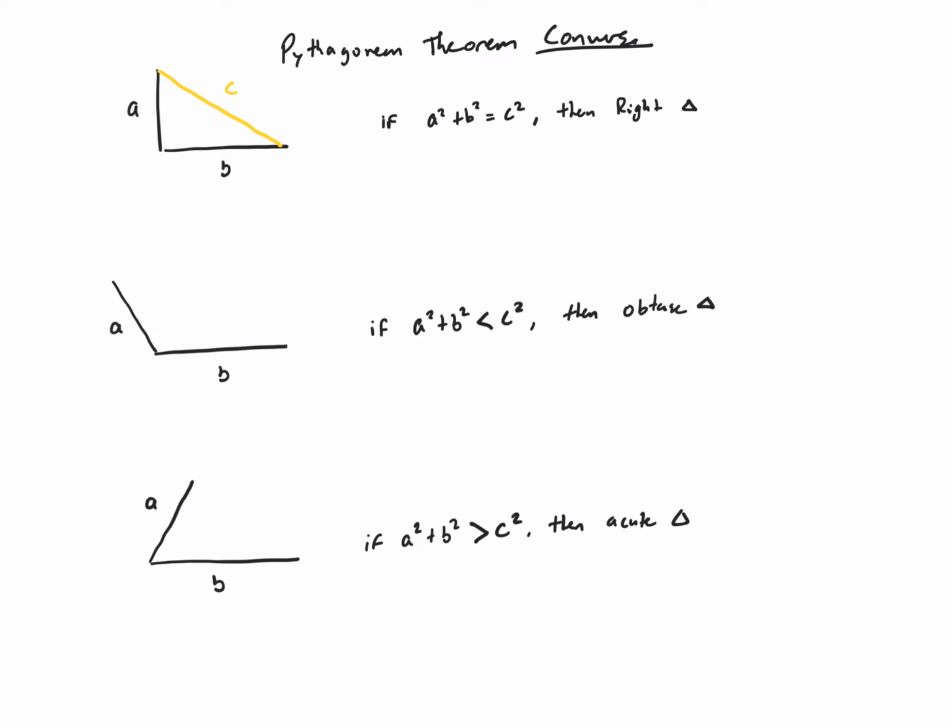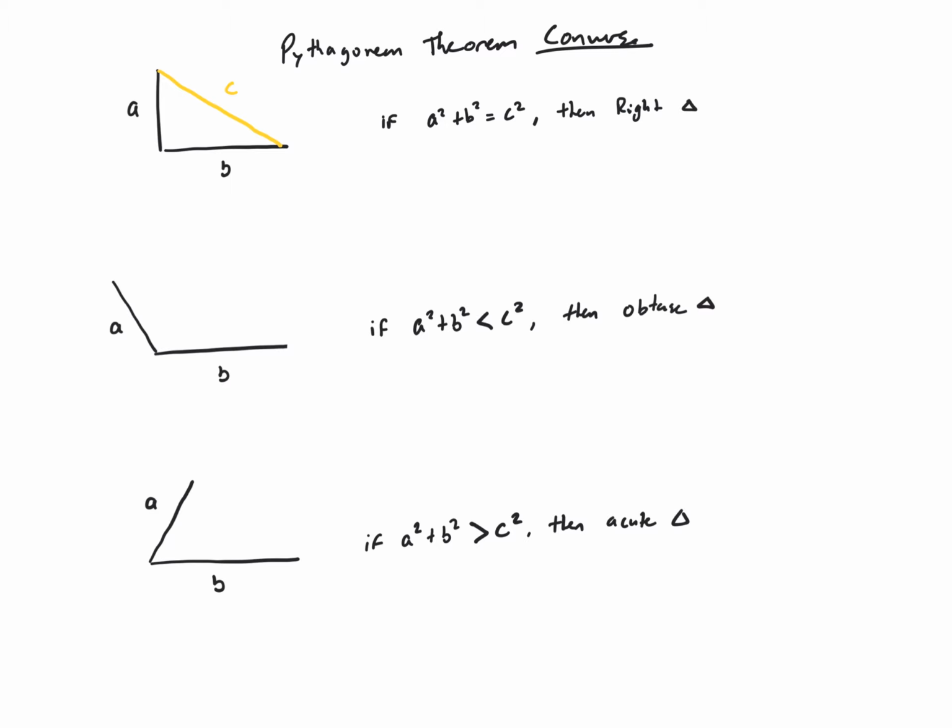And that's what we're talking about here. So that's what this first one is. So if a squared plus b squared equals c squared, so if I know this squared plus this squared equals this squared, then I can conclude that it is a right triangle. Okay? So if they're asking me, is this a right triangle? Well, I can find out by checking its sides to see if it fits the Pythagorean theorem.